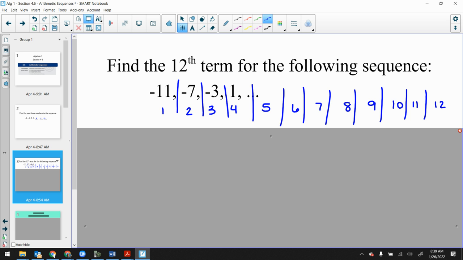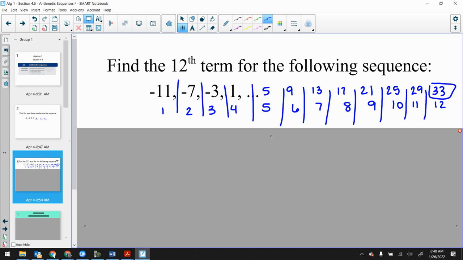Okay, so what's the pattern? Which is essentially all algebra is, right? Finding patterns within numbers and then using them to do things. I see a +4 pattern, so I keep adding 4. So what's my next term? 5, then, 10, and that's the 12th term in that sequence. Okay, going up to 12 terms, that's not so bad.